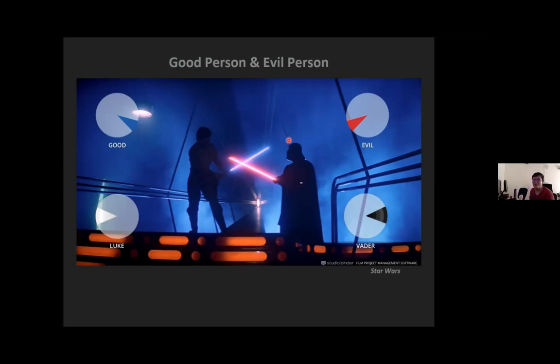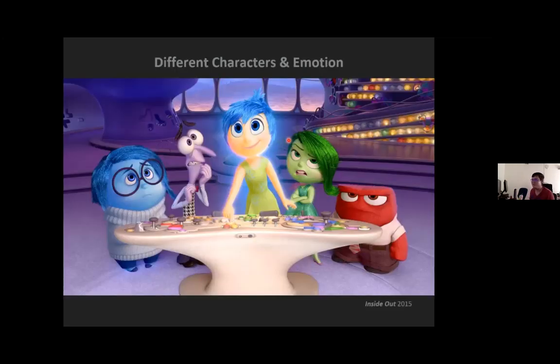Okay. Next, I swear to God, I love this movie. Okay, Inside Out 2015, most classic example of using colors. Blue color represents what? Sadness. Red color represents anger. Okay, green color, disgust. Purple, fear. And then we look at joy here. Joy is having yellow color of the skin, but blue color on the hair.